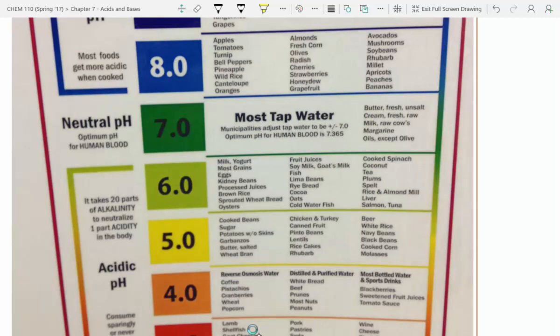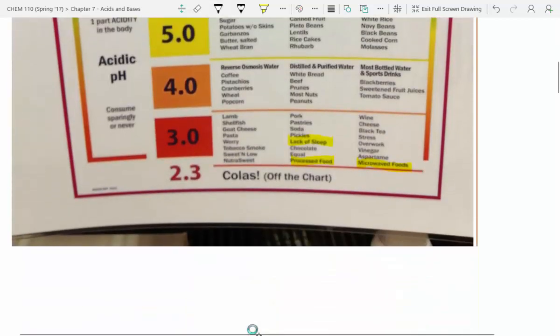They claim your body's too acidic and you need to neutralize it. That's so full of baloney. Your body's really good at controlling its pH. So ignore this stuff that you see in health food stores sometimes. They don't really know what they're talking about because they haven't taken chemistry classes.